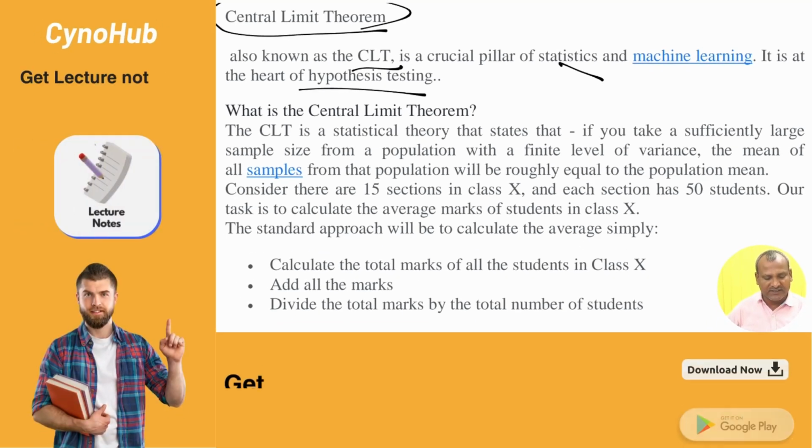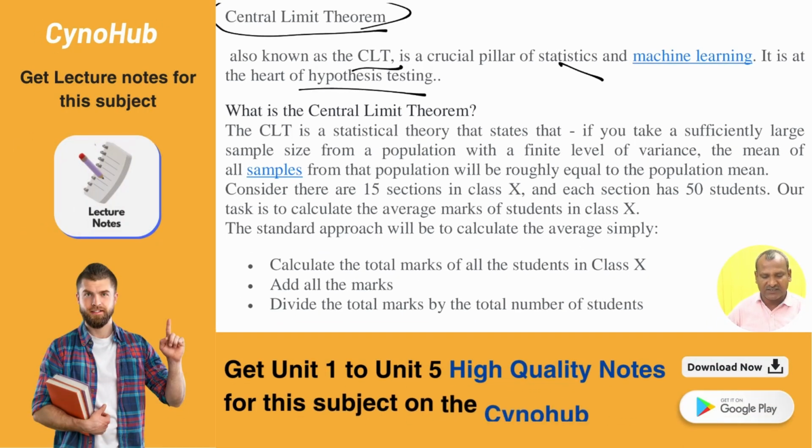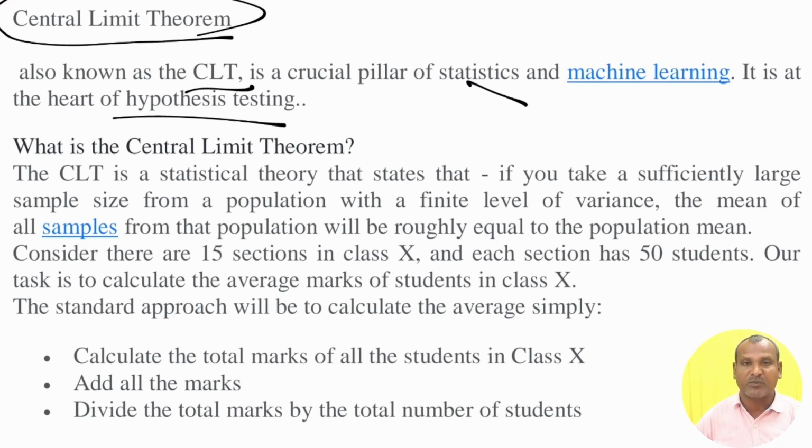The central limit theorem is a statistical theory that states that if you take a sufficiently large sample size from a population with a finite level of variance, the mean of all samples from the population will be roughly equal to the population mean.